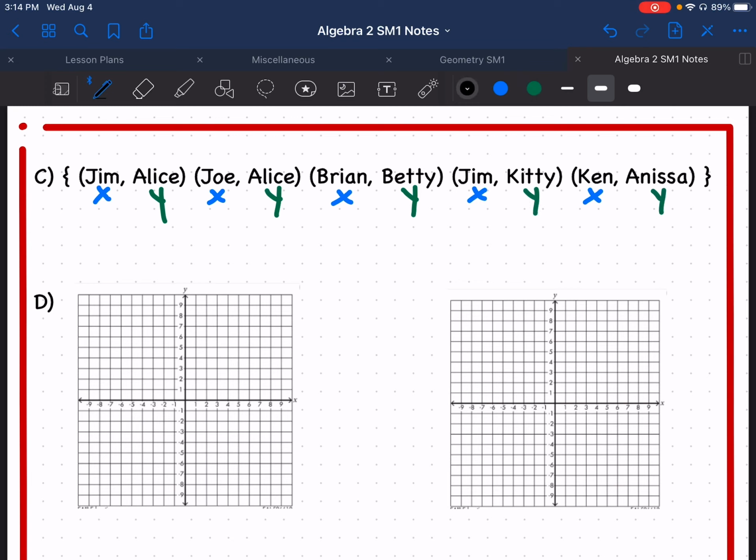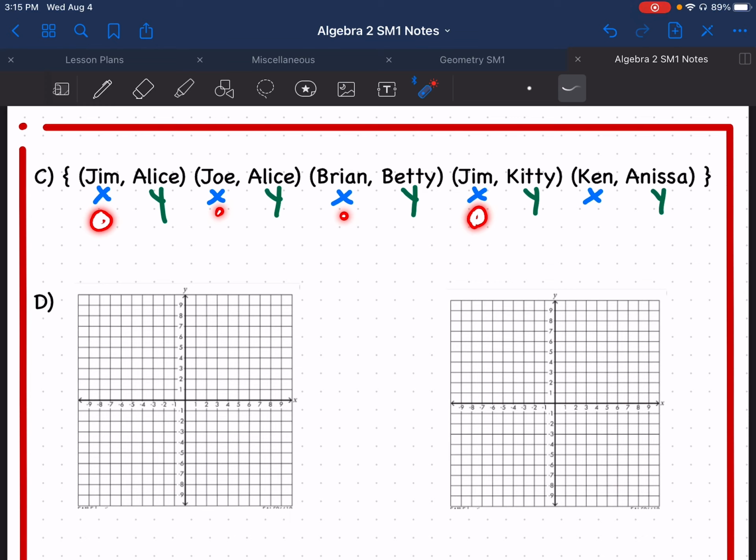All right, so let's go ahead and decide if this is a function or not. Remember, when you are deciding if it's a function, you're looking at your domain. You're looking at your X's. There are 1, 2, 3, 4, 5 different groups, and you have to make sure that all 5 of these gentlemen's names are different. So notice I have Jim. Then I have Joe, that's different. Then I have Brian, that's different. But then take a look, Jim shows up again.